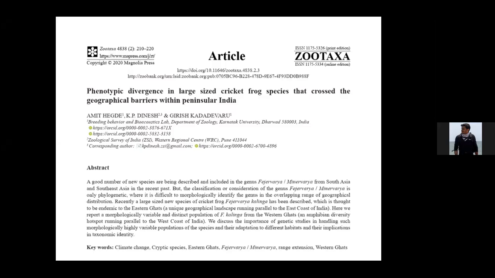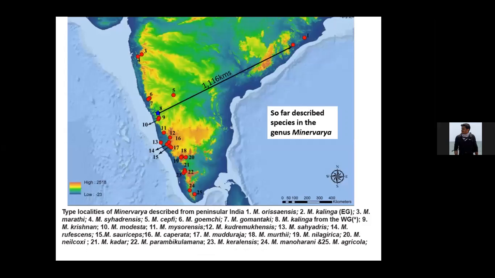This data we published in Zootaxa, we got to know that it was a first sighting of Minervaria kalinga in the Western Ghats. But the next question is, how did a frog travel across the dry Deccan region in the middle, from the Eastern Ghats to the Western Ghats? Not just a small distance, approximately 1,116 kilometers.